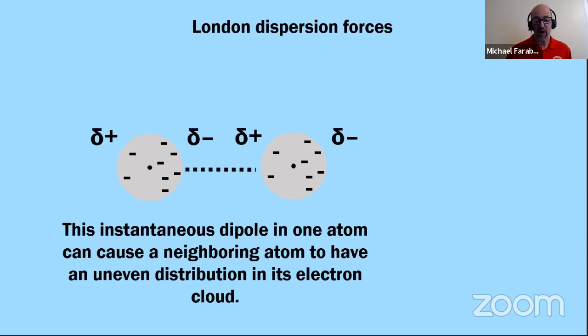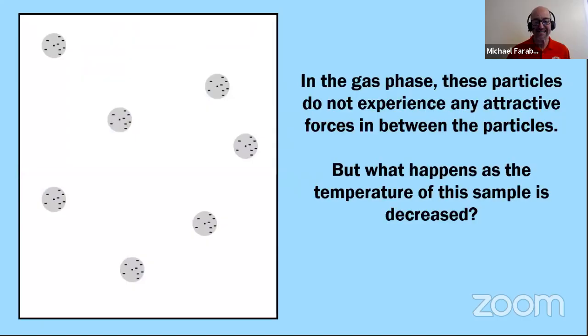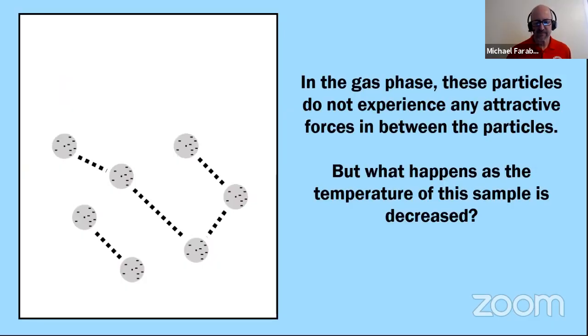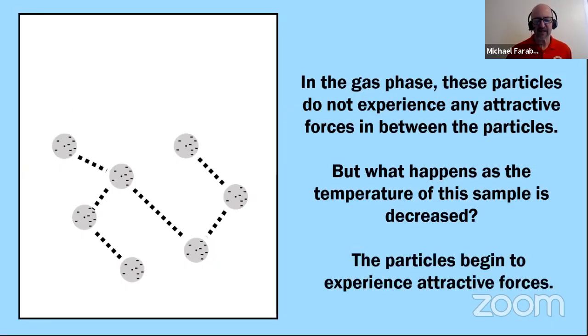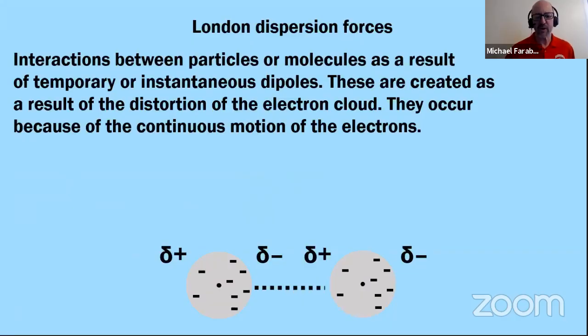So I'm going to explain a little bit more about London dispersion forces. We start with a gas, and now we're going to go ahead and take this gas and lower its temperature. In the gas phase, these particles do not experience any attractive forces. But what happens if the temperature of this sample is decreased? So as it slows down, the particles start moving closer together. Eventually, the particles begin to experience attractive forces. Now, with London dispersion forces, it's the interaction between particles or molecules as a result of these temporary or instantaneous dipoles. It's because of the distortion of the electron cloud.